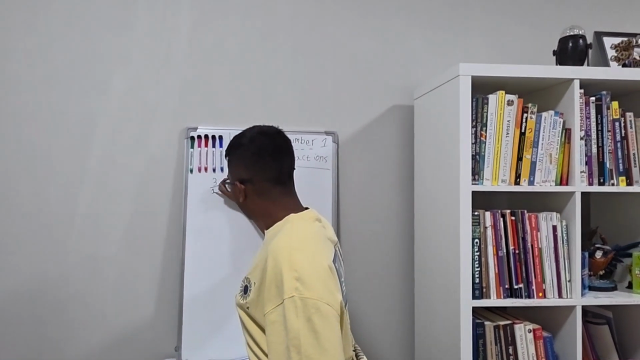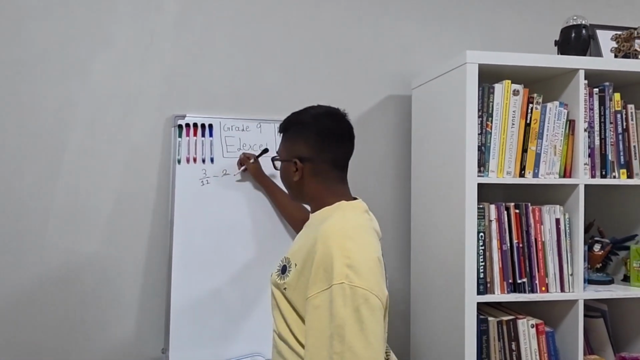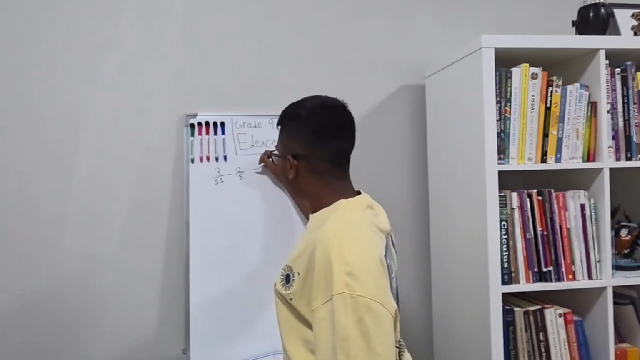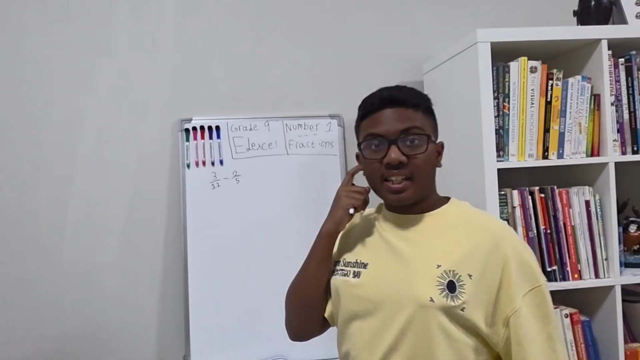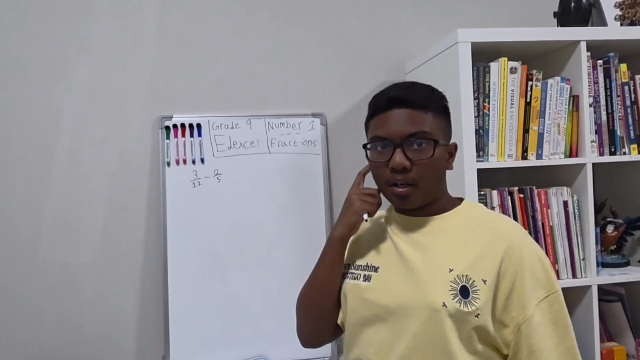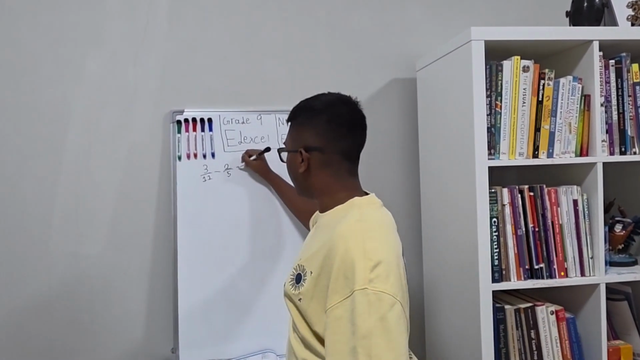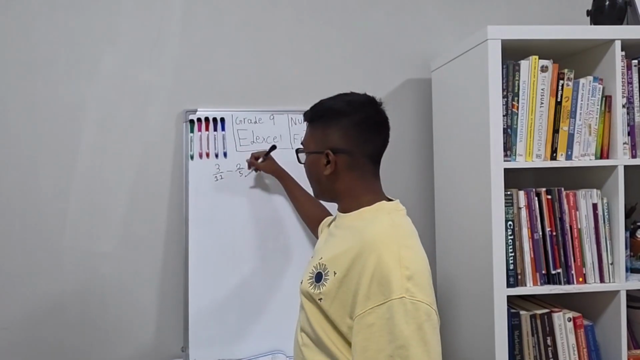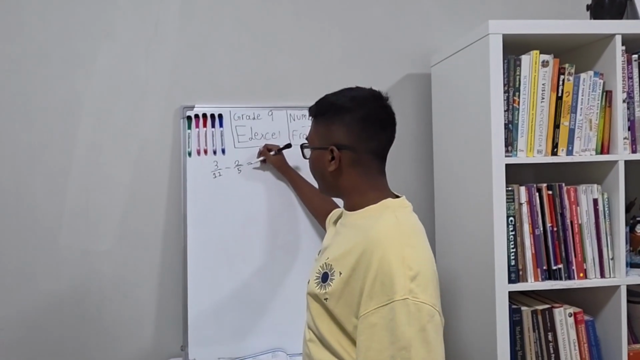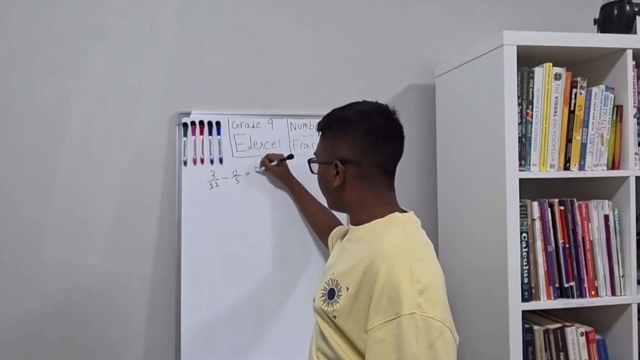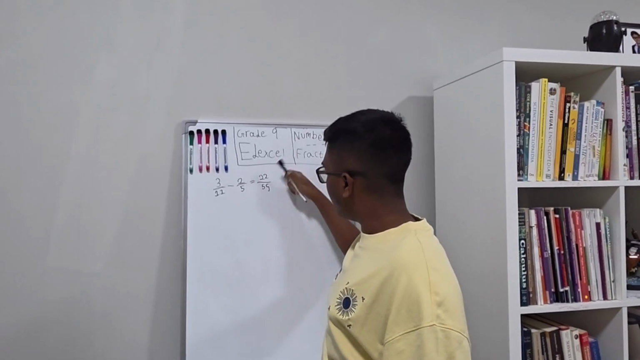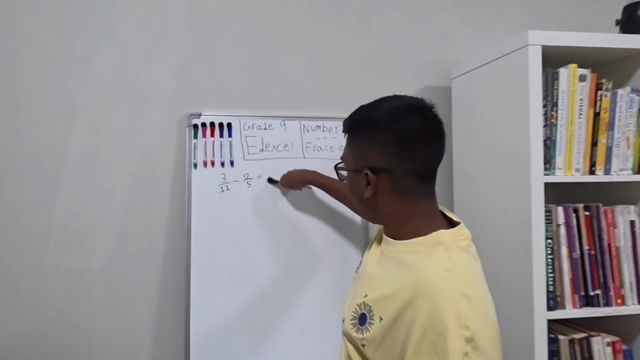3 divided by 11 and 2 divided by 5, let's say. Now again, you would do the same thing and cross multiply in this case. So 11 divided by 11 times 2 divided by 5. 11 times 2 is 22, and 11 times 5 is 55. So we have 22 divided by 55.